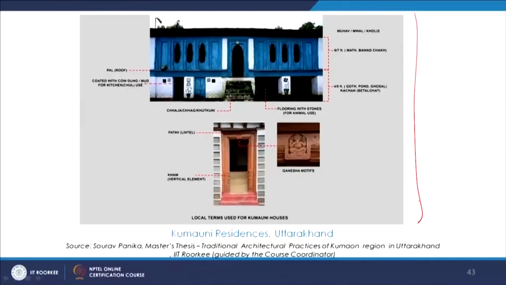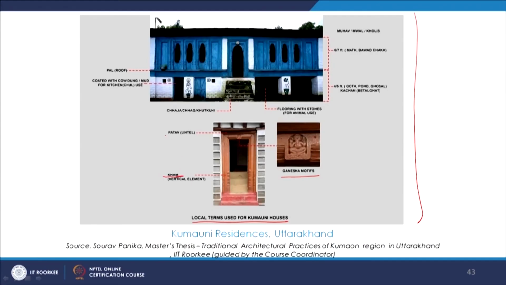This is one house in Munsiari, Uttarakhand, and we see also a system of placing the craft, at what eye level it is to be placed. We also see a system of local terms. What is the local terminology and what is every element called in the local parlance.